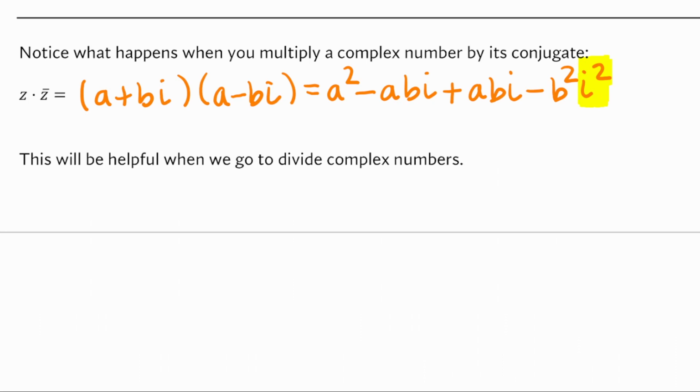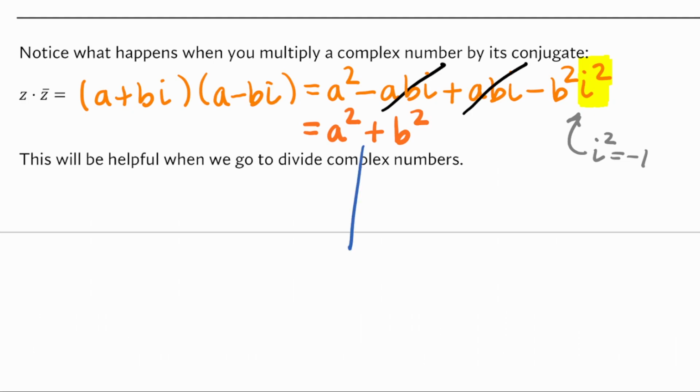Okay, so what I'm going to end up with, once I subtract away those canceling terms and substitute i squared equals negative 1, is a squared plus b squared. And what's important about that is that this is a real number. Always. And this will be important when we go to divide complex numbers, okay? But if I take a complex number and I multiply it by its conjugate, that always gives a real number. And so just keep that in mind for later.